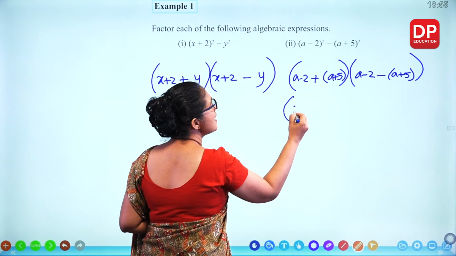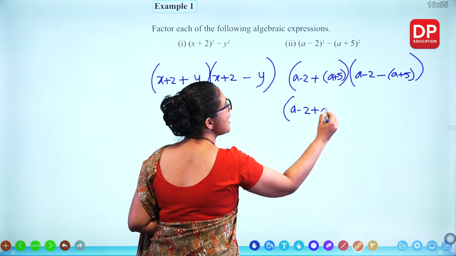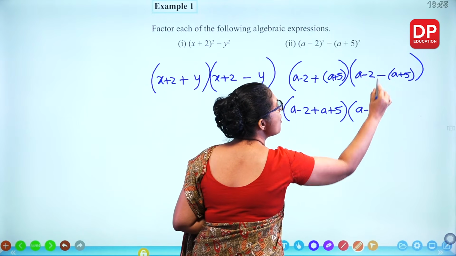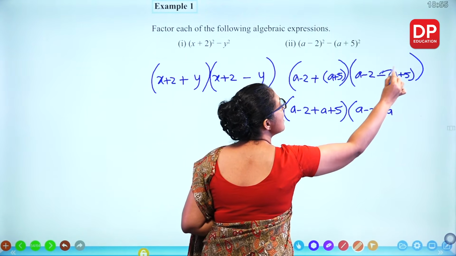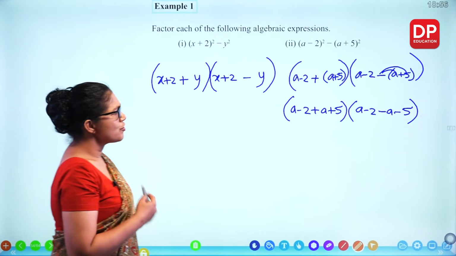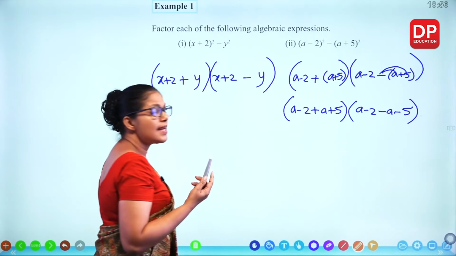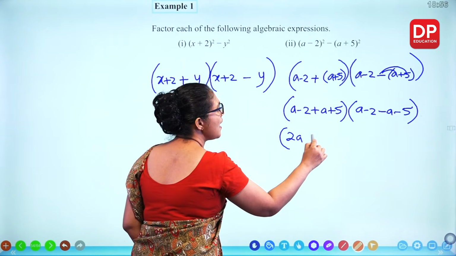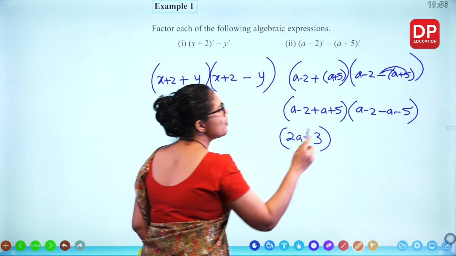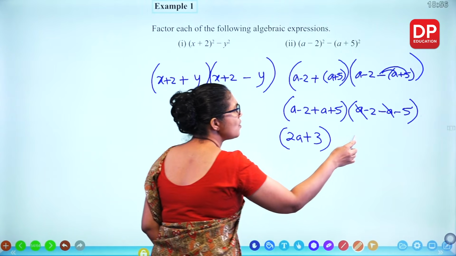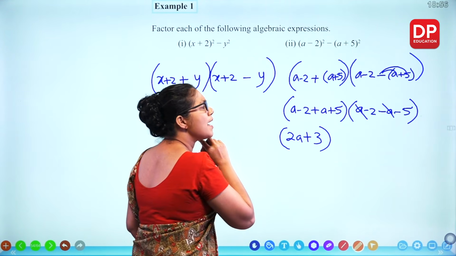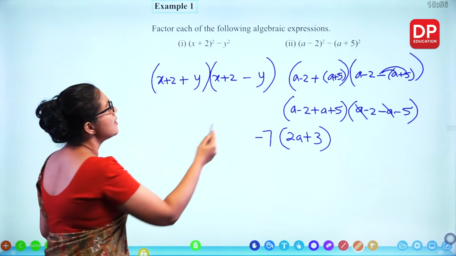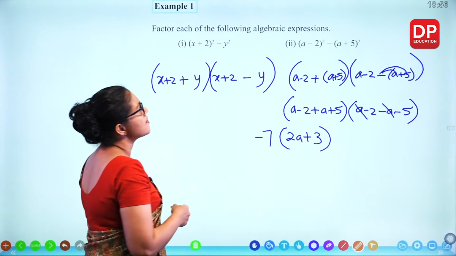So I can write a minus 2 plus a plus 5. What about this one? A minus 2 minus a and minus 5. Now try to simplify. Here we see like terms. A and a becomes 2a. Minus 2 and plus 5 is plus 3. What about this one? A and a get cancelled out, and what's remaining? Minus 2 and minus 5 becomes minus 7. So you can write this as the answer.